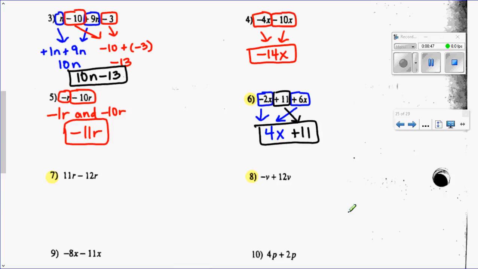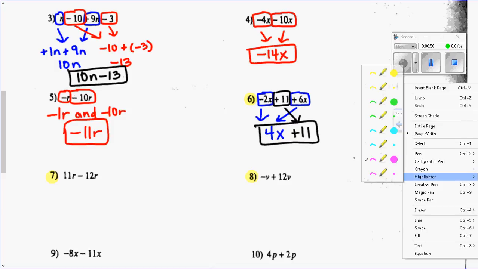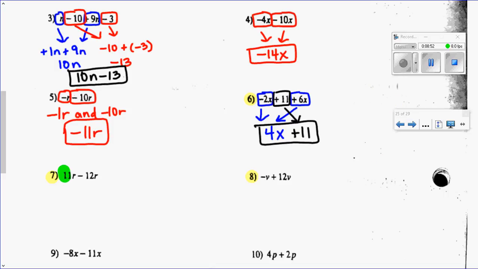Okay, number 7. I'll go back to the highlighter for those of you that are highlighting so you can see. This would be positive 11r, and this would be negative 12r. So those are the same. Those are like terms. And since I have positive 11 and negative 12, that would be negative 1r. Okay, and then with number 8, I have negative v and positive 12v. Those are alike, so negative 1v and positive 12v would be 11v.